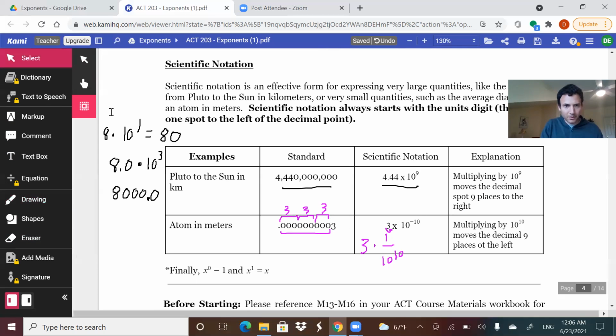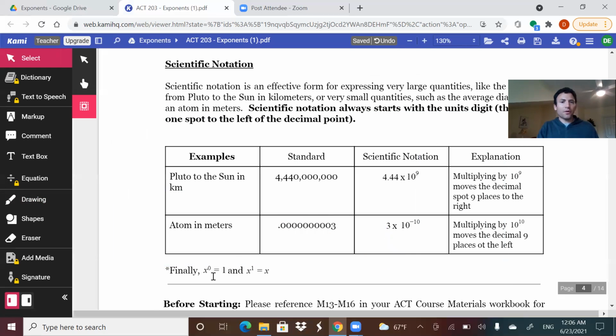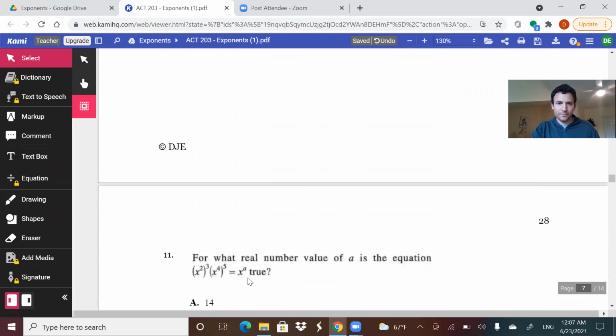And hopefully take a moment to look over those, make sure those make sense. Okay, and as you already know, x to the 0, or any number to the 0 is 1, as we demonstrated earlier, and anything to the first power is just itself. Okay, let's look at these 3 problems.